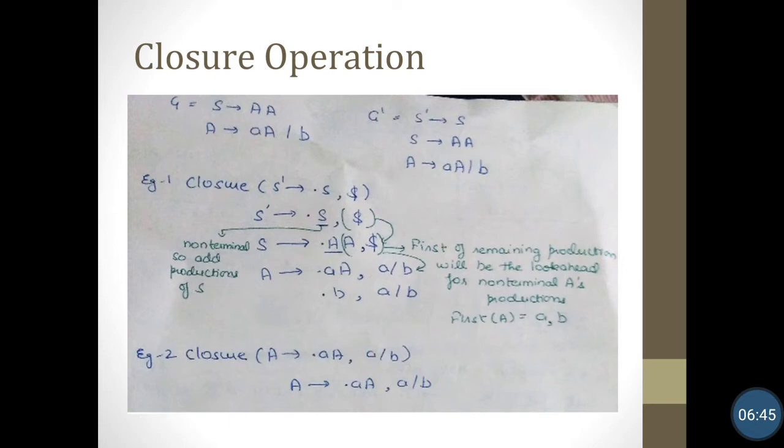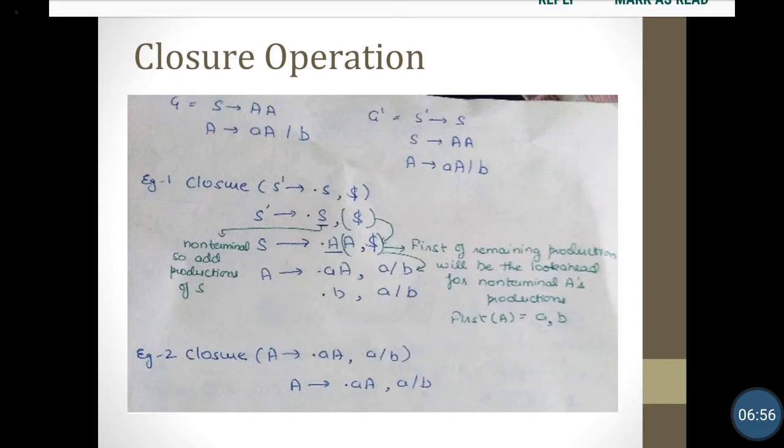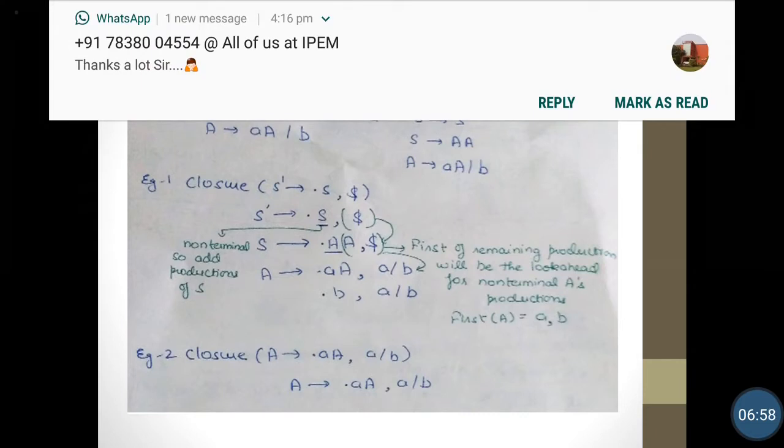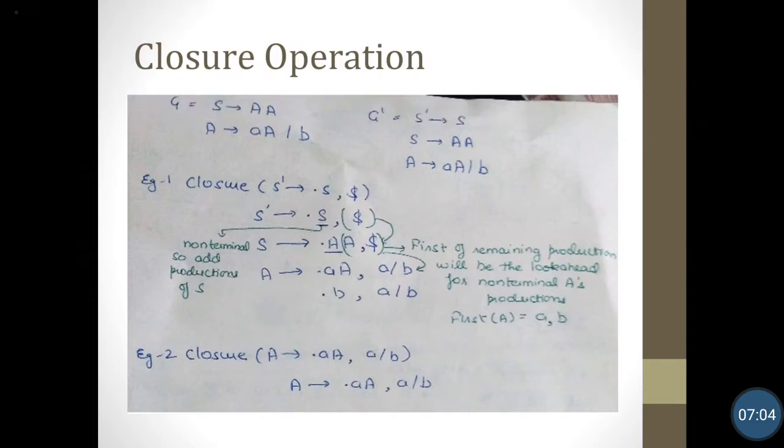If we use s goes to dot a, we have a after a. So we will use first of a for the look ahead. First of a will be a and b. So look ahead for a is a and b. This is how we generate look ahead for CLR parser.